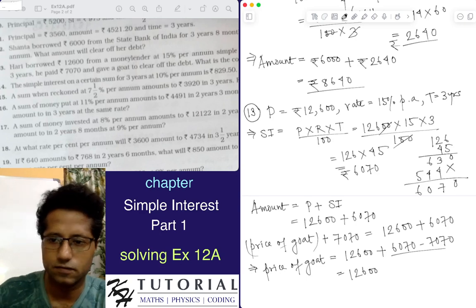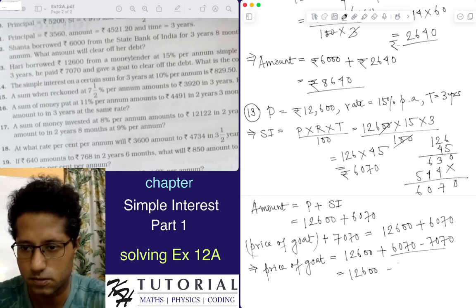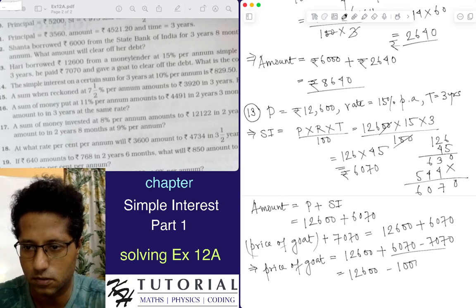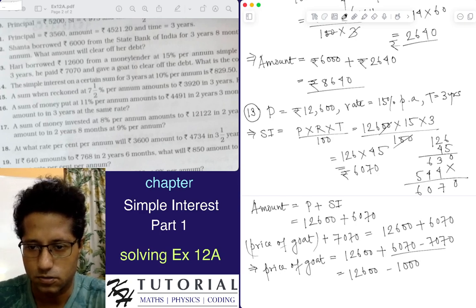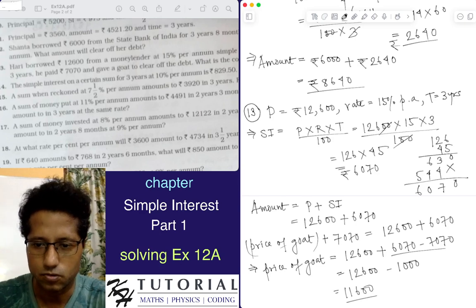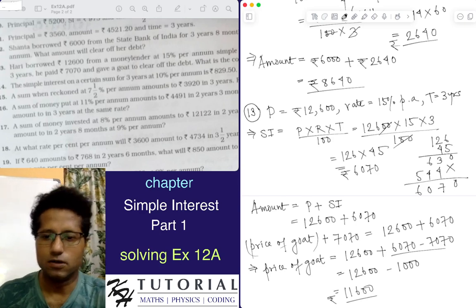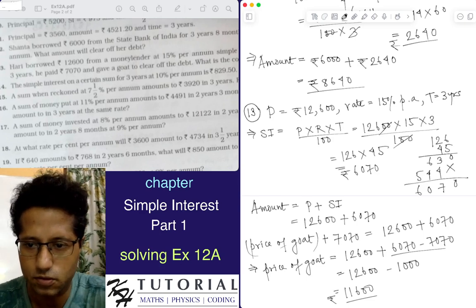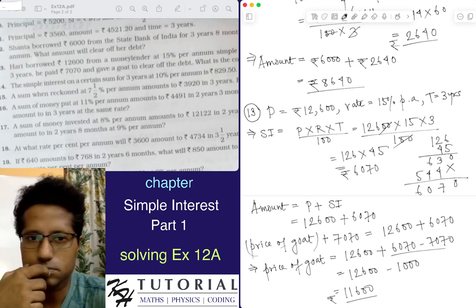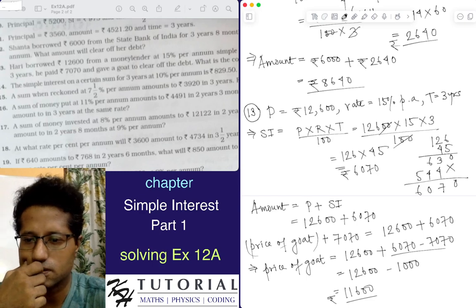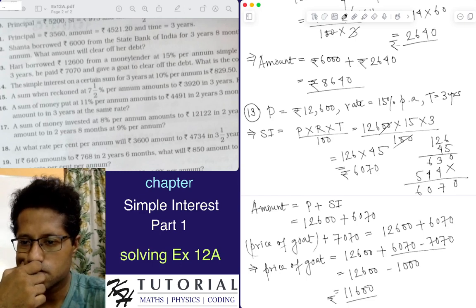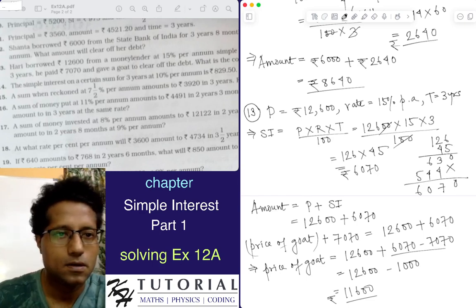Now this is equal to 12600. 6070 minus 7070 is minus 1000. So this is 11,600. So rupees 11,600 is the price of the goat. Okay.